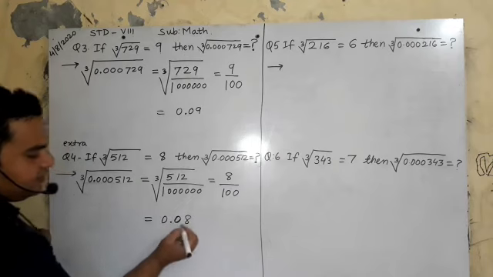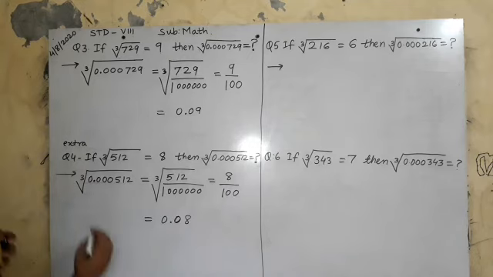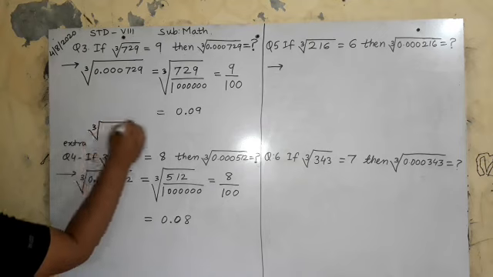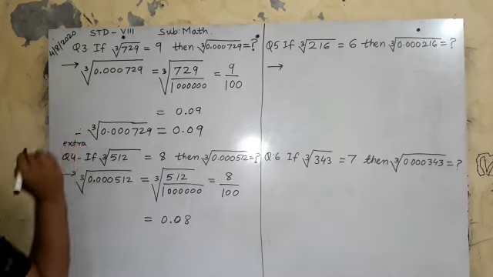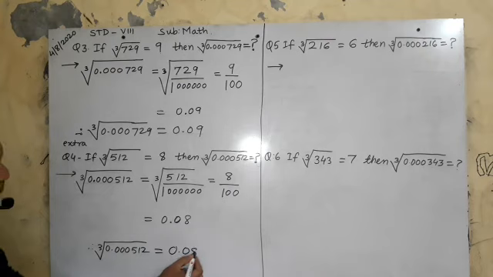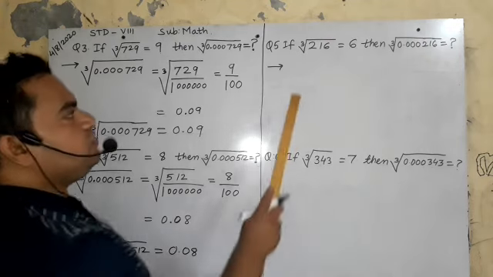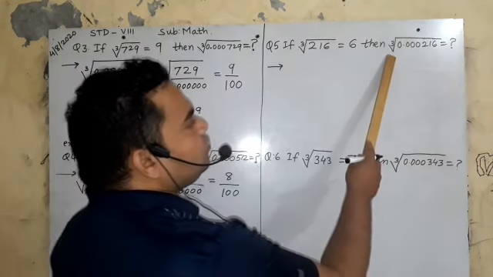Is it clear? I hope you understood here. Now listen, at last you should mention that the cube root of 0.000729 is equal to 0.09. Is it clear? This is your final answer. Here also you will write the final answer. Therefore, the cube root of 0.000512 is 0.08.